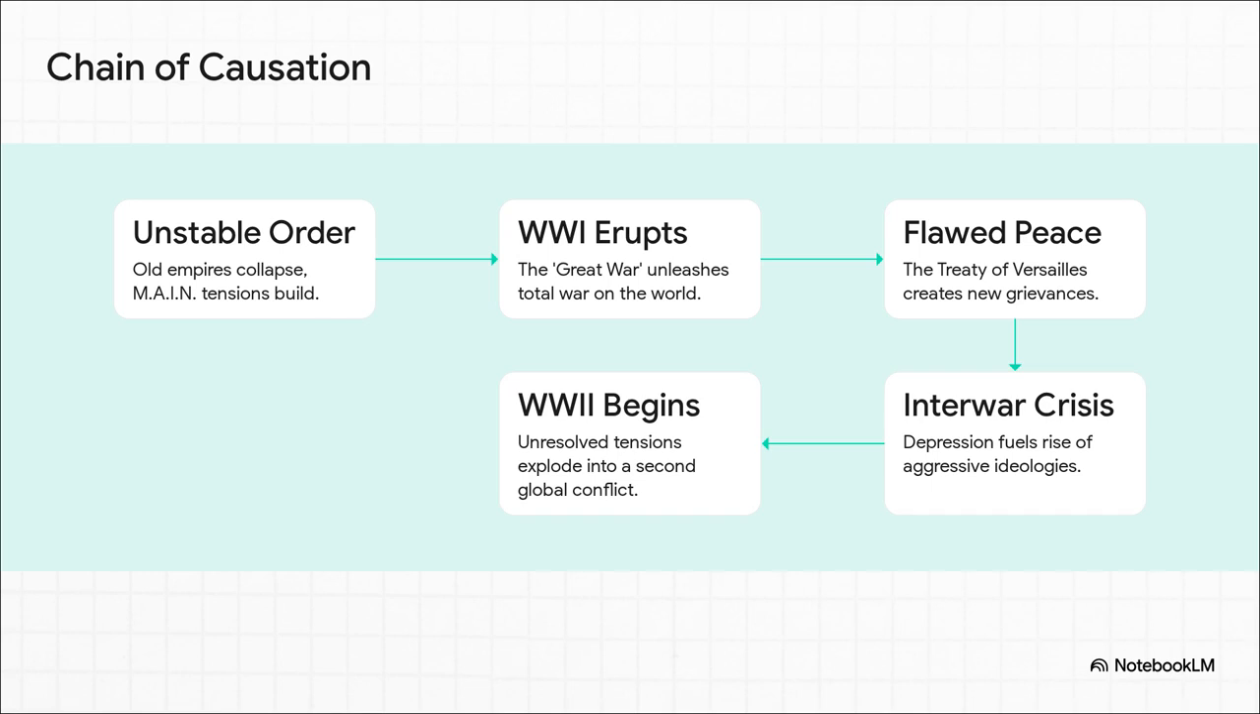You start with the crumbling world order. That leads to the explosion of World War I. The flawed peace treaty that ends it creates deep resentment. That resentment, combined with economic collapse, fuels the rise of fascism, and that in turn leads directly to an even deadlier World War II. It's one long, connected story.